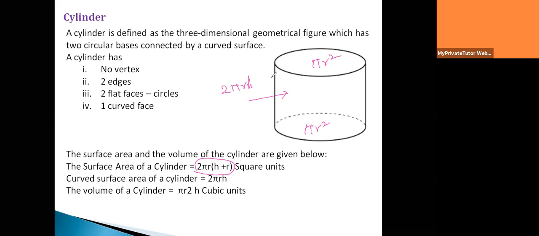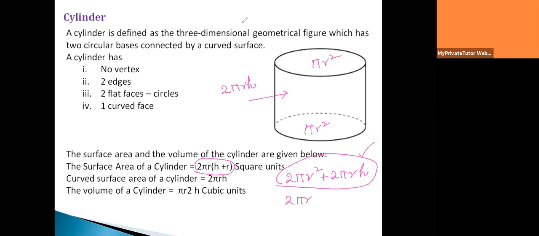So just add all these three together, which forms 2 pi r square plus 2 pi r h. And after that, they have taken 2 pi r as a common factor. I don't think that's required. You can just write this as a formula.